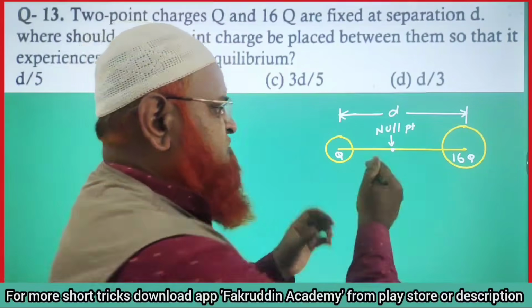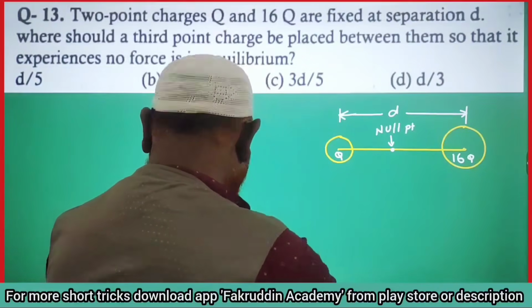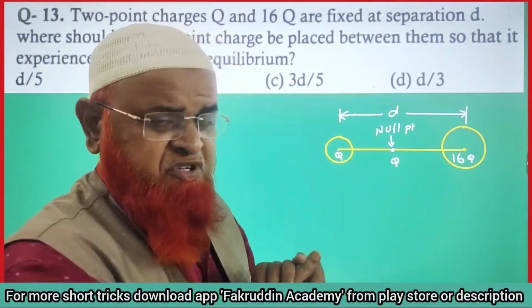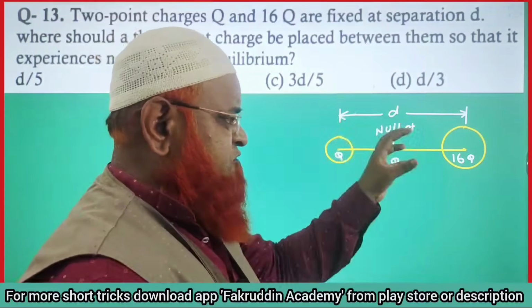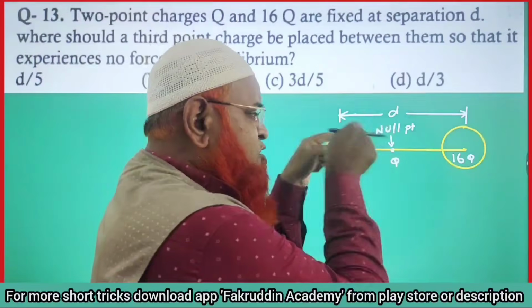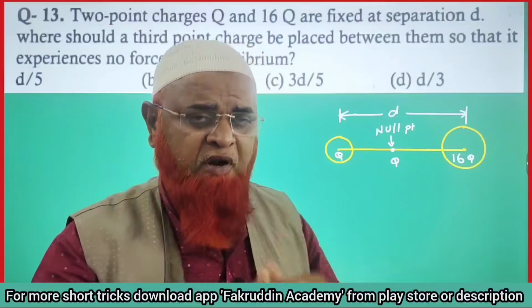Neutral point means, for example, if you keep some other charge here, it should be at the neutral position. That means this is applying a force, that is also applying a force. The net force acting on that charge is going to be 0. That is called the null point, and it's also called the neutral point.